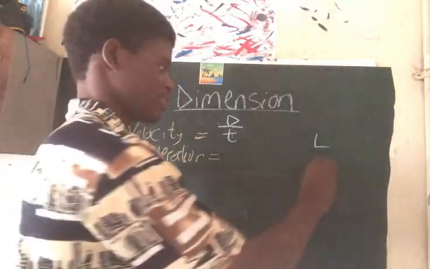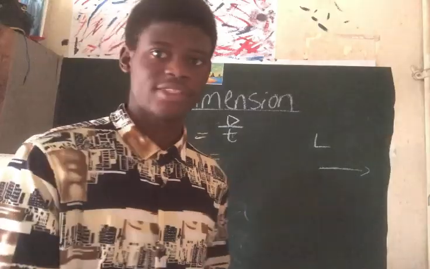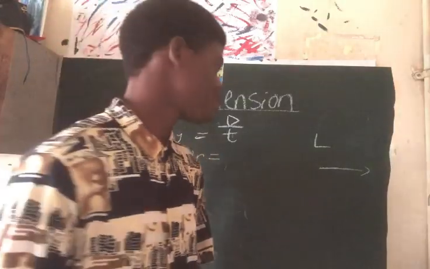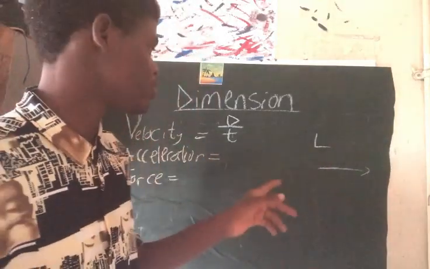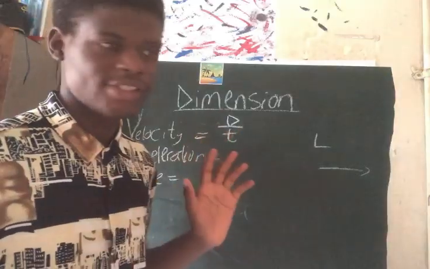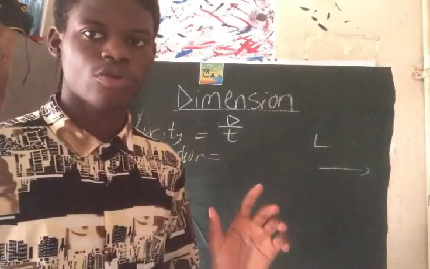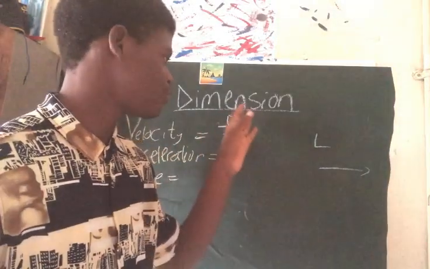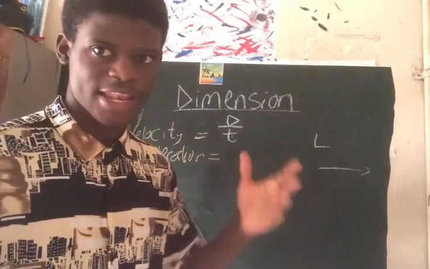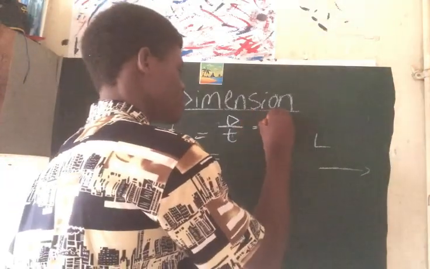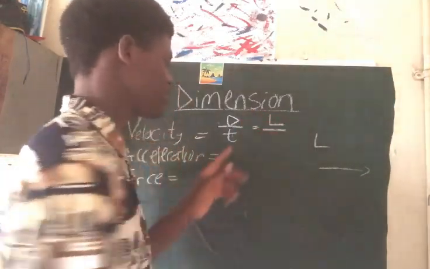Because it represents distance, and distance is a fundamental quantity. Distance, length, you understand? They are together. So displacement is a fundamental quantity. That means we are going to leave it as d. And in fundamental quantity, the symbol of distance or length is L, right? So that will be L over t.